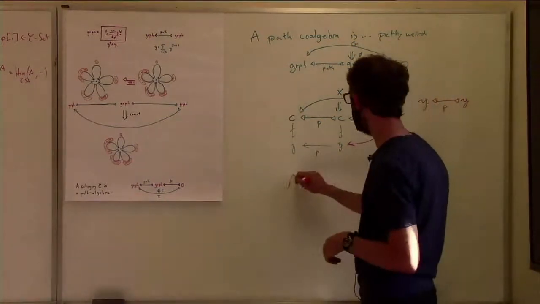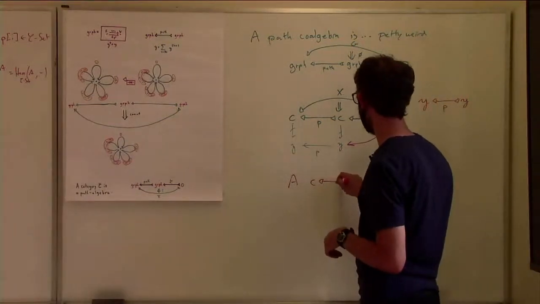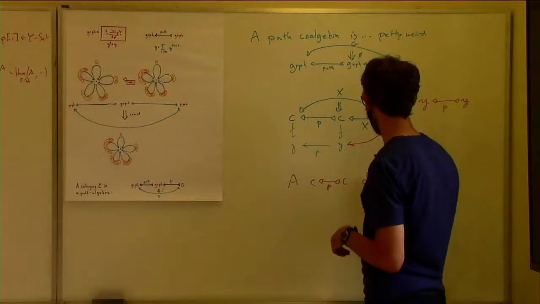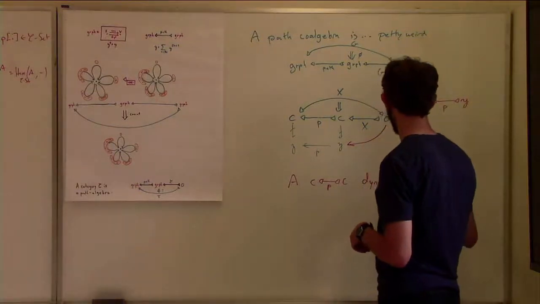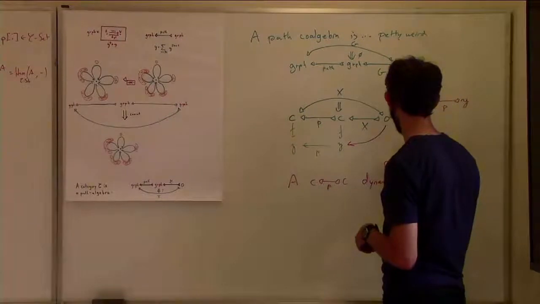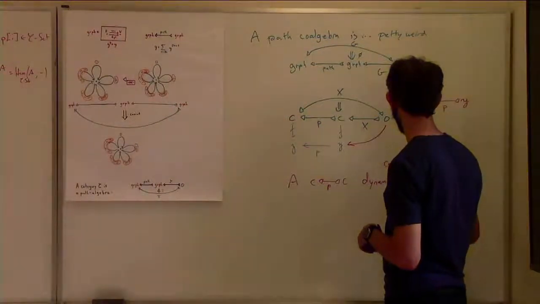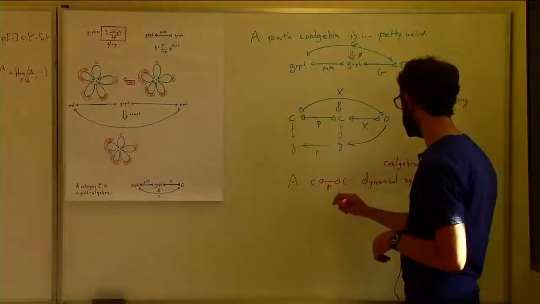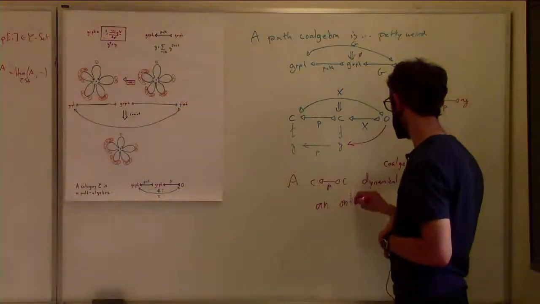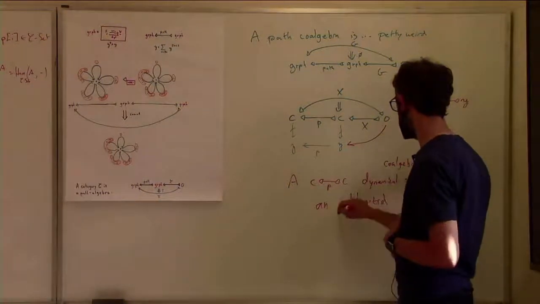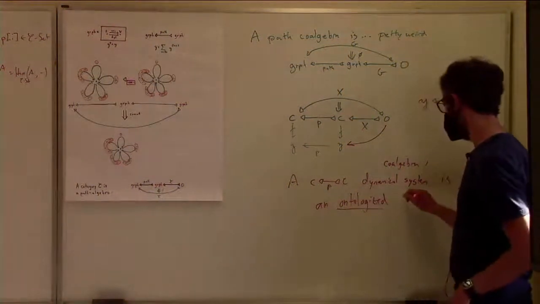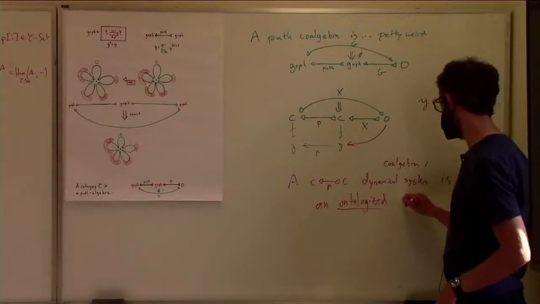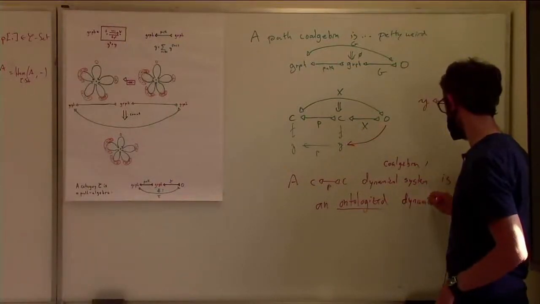So a CC dynamical system, or coalgebra, is like an ontologized, and I'm making that word up, but if you've heard of an ontology in computer science, that's what I'm trying to get at here.